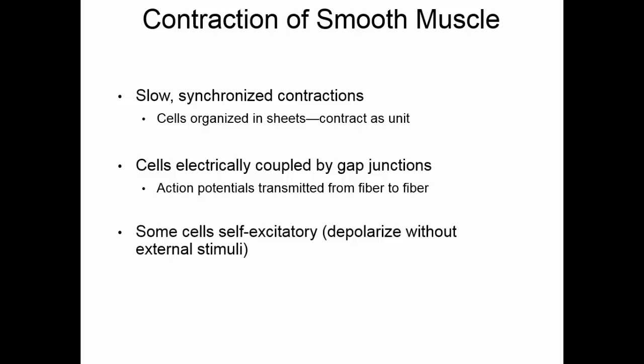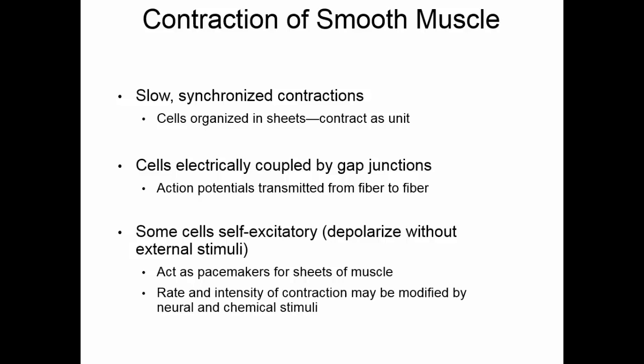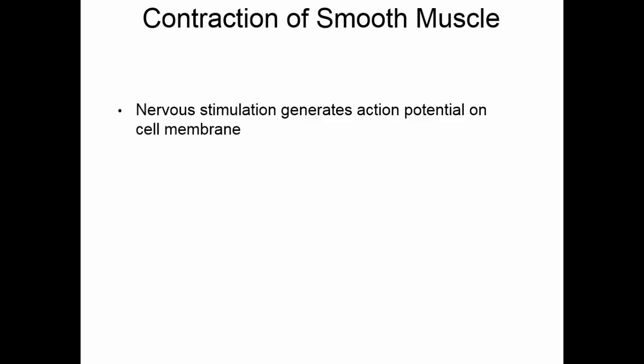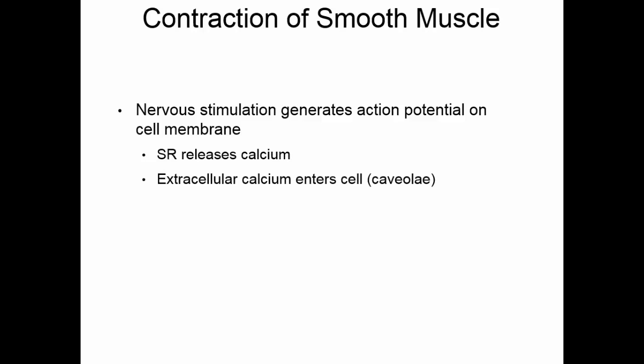Some cells in smooth muscle are self-excitatory. They're sometimes called pacemaker cells. These cells are capable of depolarizing on their own without being stimulated by the nervous system. These will act as pacemakers for sheets of muscle tissue. The rate and intensity of contraction can be modified by the nervous system or by external chemical stimuli. When nervous stimulation generates an action potential on the cell membrane, the sarcoplasmic reticulum will release calcium, and extracellular calcium will also enter the cell from the caveolae.